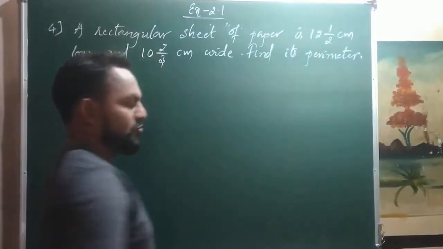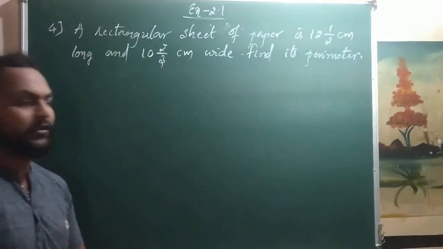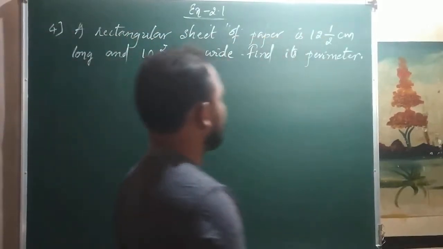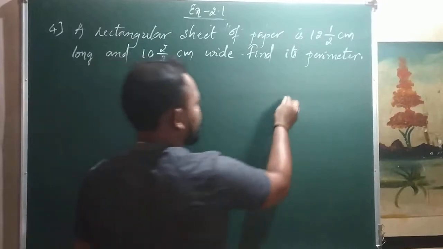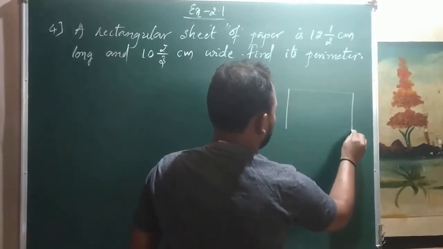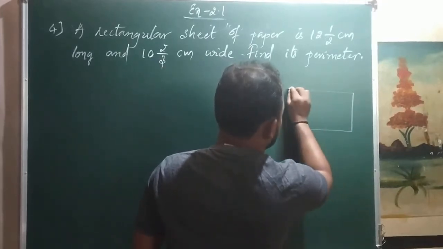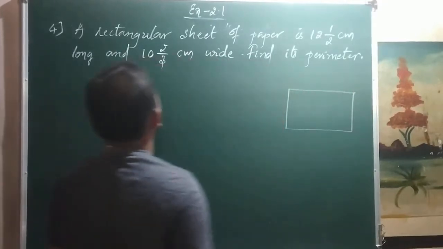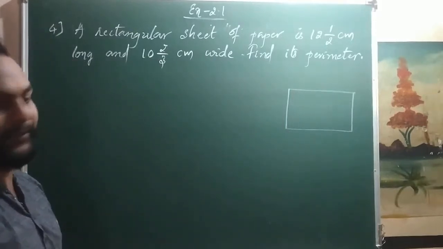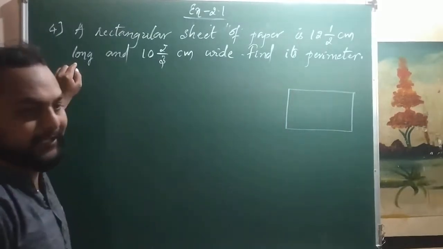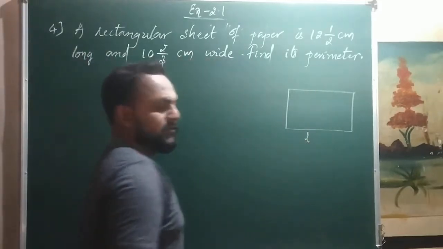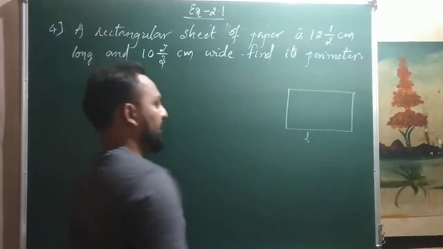Okay, in Exercise 2.1, the fourth question. A rectangular sheet of paper is 12 1/2 centimeters long. Long means the length of the rectangle. In a rectangle, the opposite sides are equal and parallel.